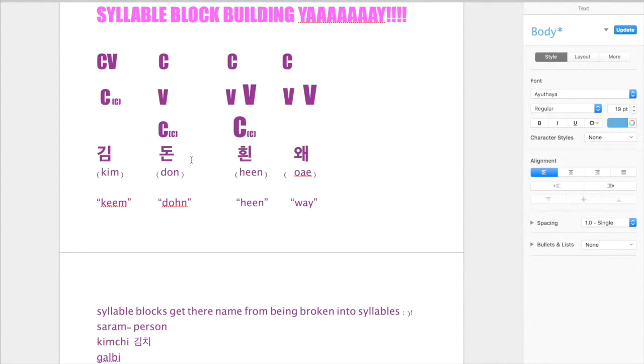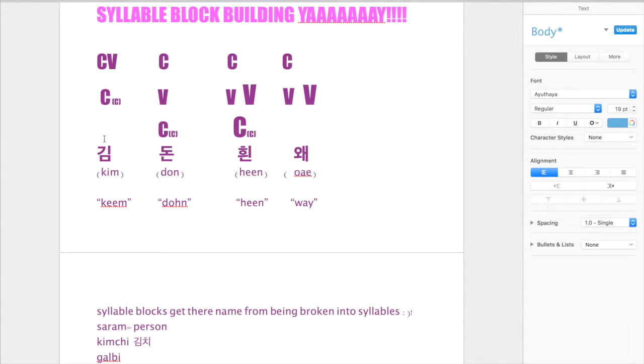So now we can focus on the syllable block building, which is the funnest part. I know it looks like a whole convoluted mess right here, but it really is fun when you get down to it and you start making words, and then those words turn into sentences. This is just the very beginning of that process. So these are 4 systems of how you build a syllable block. When you think about a word, you have to think about it in terms of syllables in order to build that word.